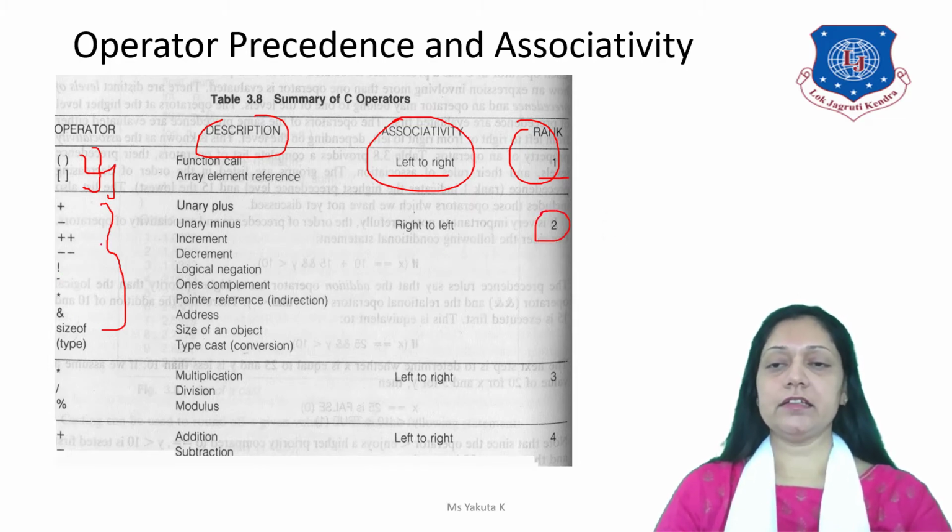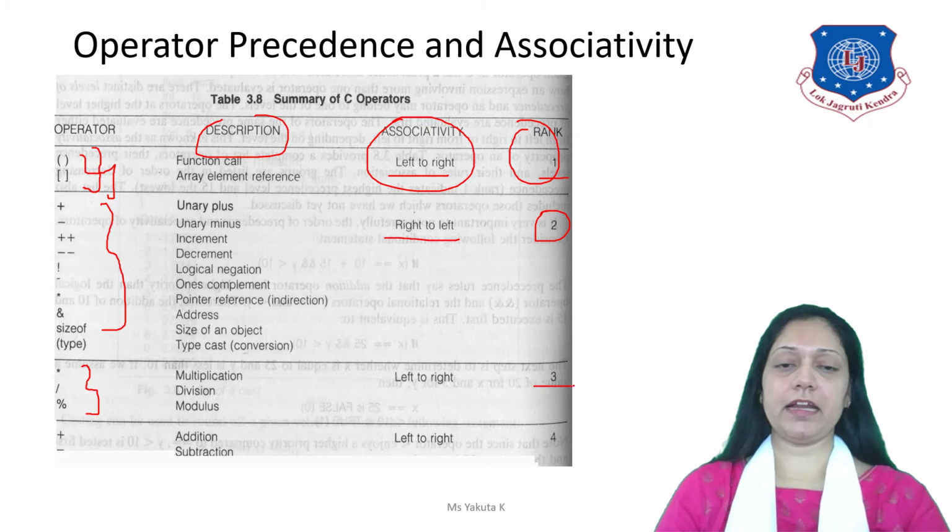And if these operators are in the same mathematical expression more than once, then you follow the rule of associativity, which is right to left. Then the next is multiplication, division, and modulo, which have the same priority, that is priority 3, and they are also evaluated.